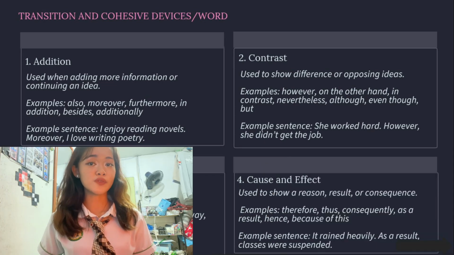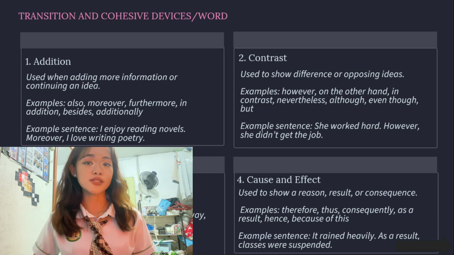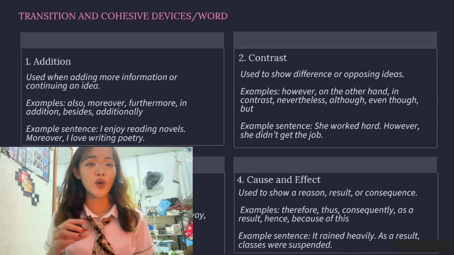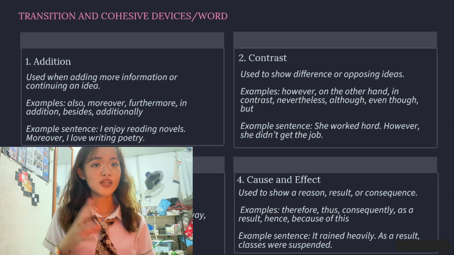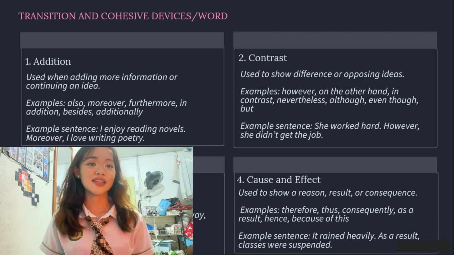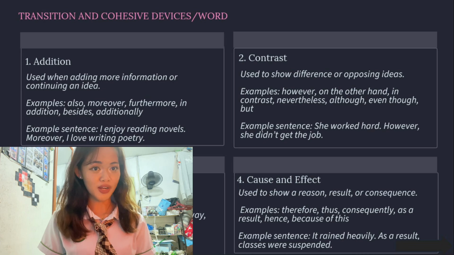Fourth, we have the cause and effect. It is used to show a reason, result, or consequences. Examples include therefore, thus, consequently, or as a result. For example, it rained heavily. As a result, classes were suspended. So it basically shows how a certain outcome is caused by another certain situation. So in the scenario, because the rain was pouring heavily, classes were canceled to prioritize the safety of the student body.